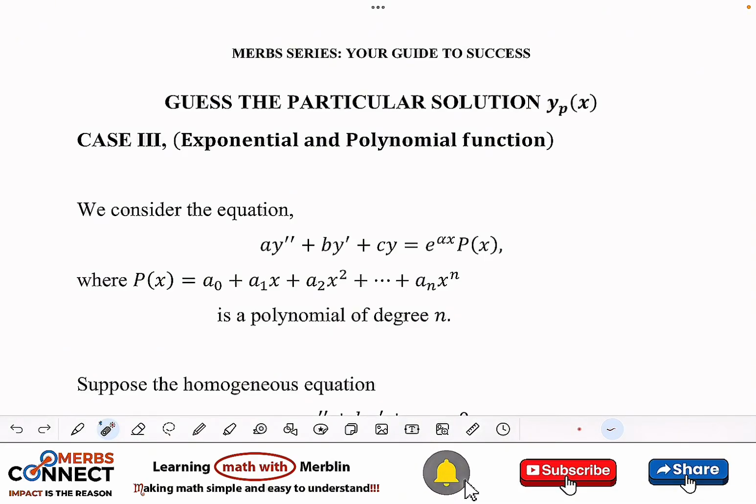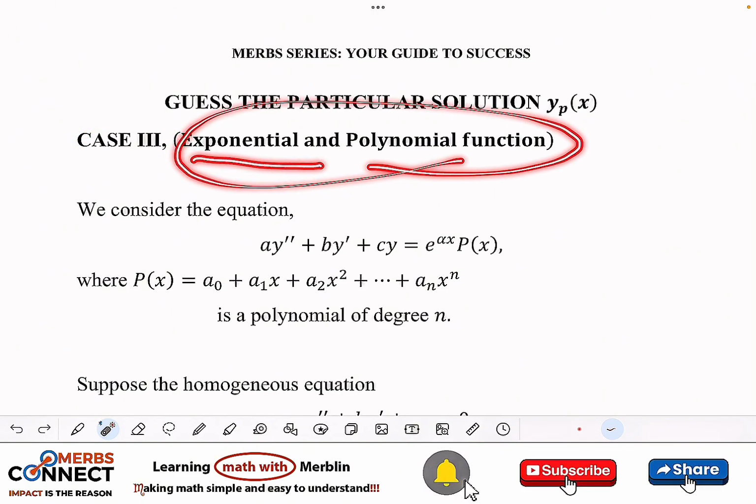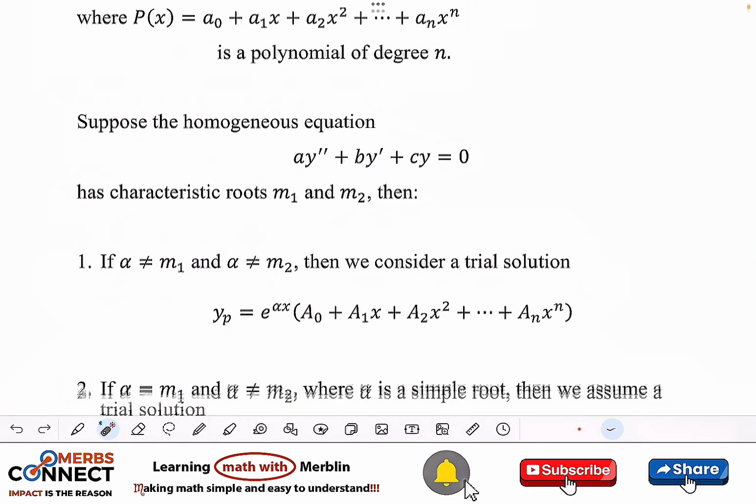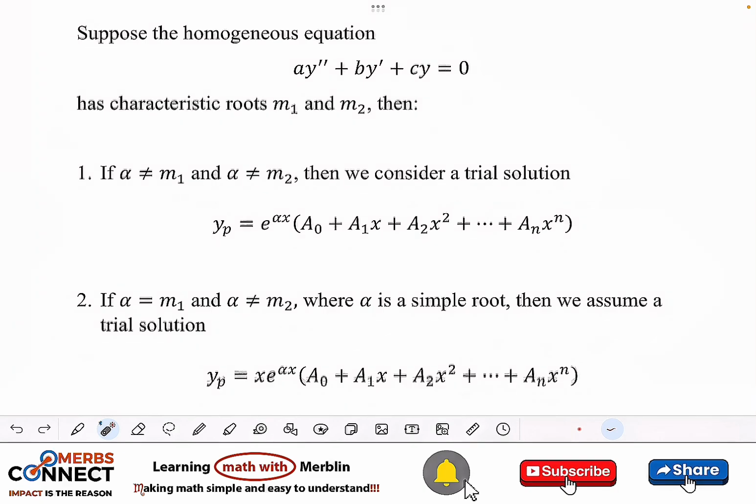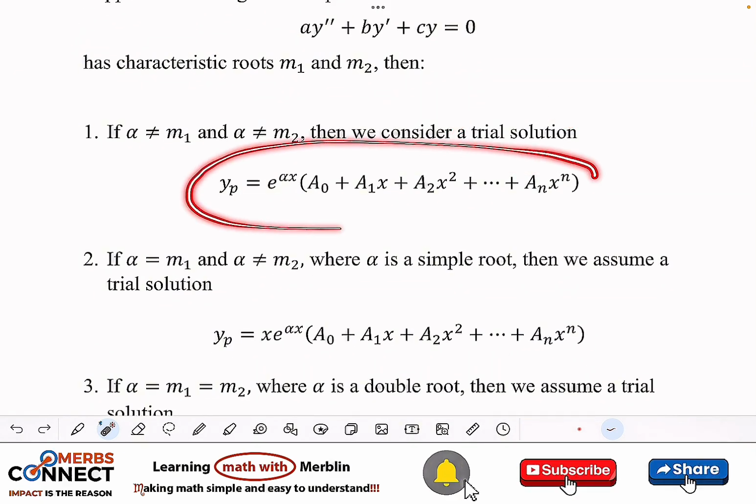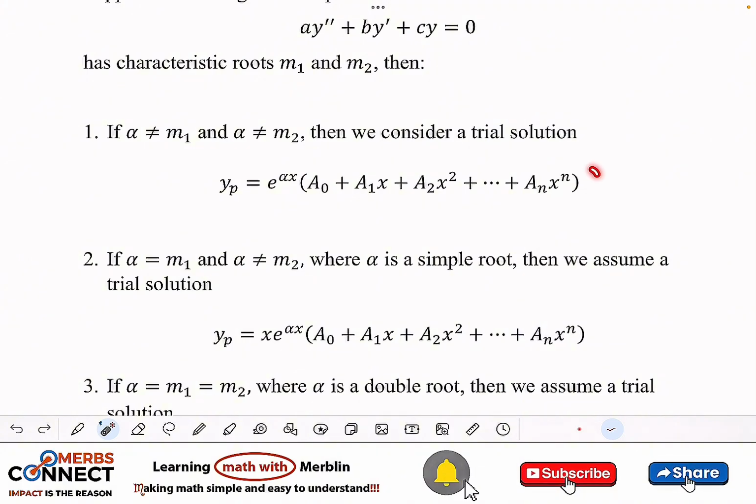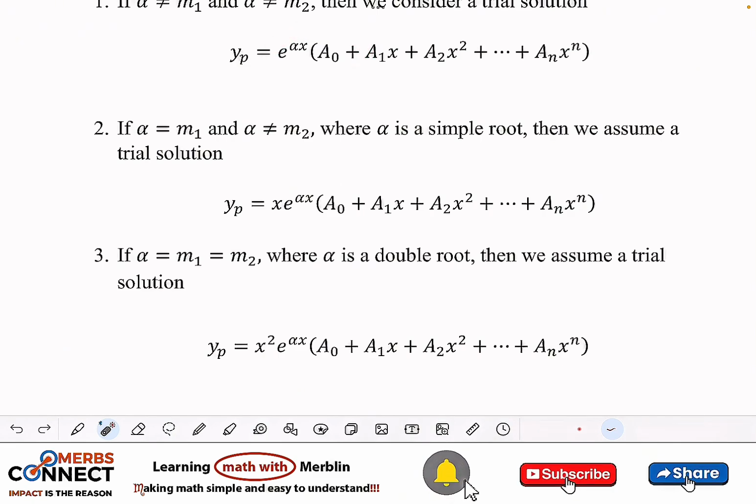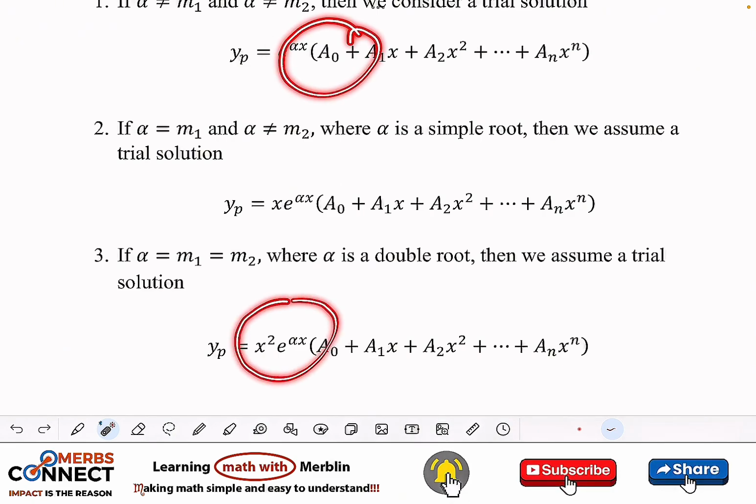In this video, we're going to consider case 3, and we are going to look at exponential and polynomial functions together. Anytime we have an exponential and polynomial function together, we are going to consider a trial solution. This is the first thing that we need to keep in mind. And as a bonus, just multiply this one by x and then by x squared and you get what is here.